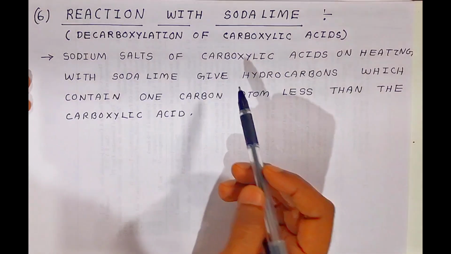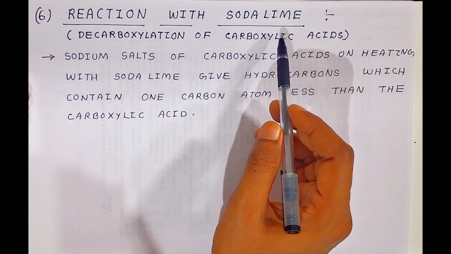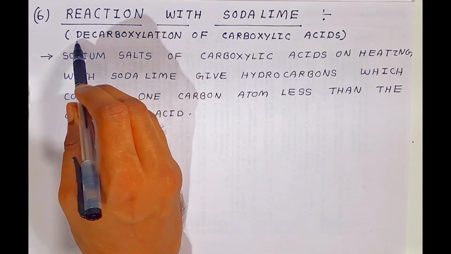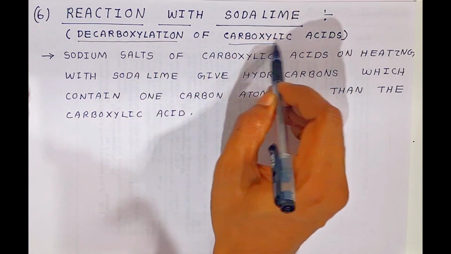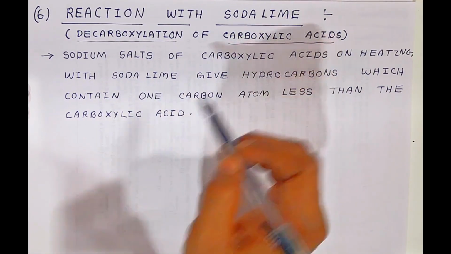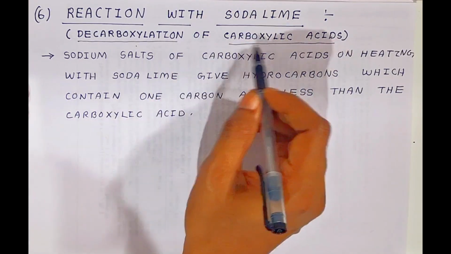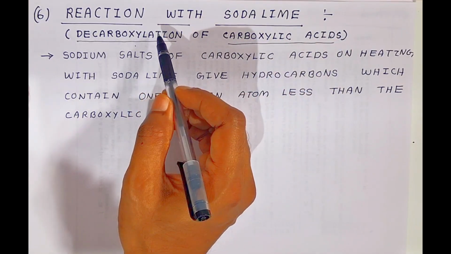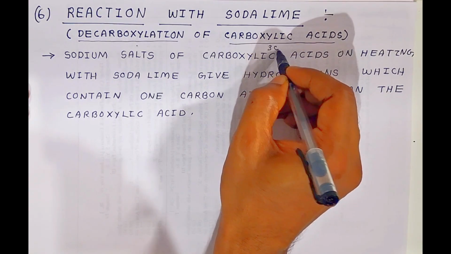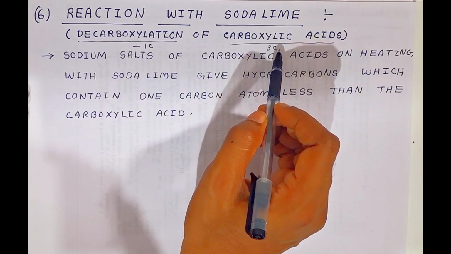The sixth reaction that we are going to see is the reaction with soda lime. You have carboxylic acid in your hand. Now what happens, students, when it reacts with soda lime? That is also called decarboxylation of carboxylic acid. One carbon will be eliminated from the carboxylic acid if you add soda lime. That is why it is called decarboxylation of carboxylic acid. The product will always have one carbon less than the carboxylic acid. If the carboxylic acid contains 3 carbons, 1 carbon will be eliminated, minus 1 carbon. So that is why it is called decarboxylation of carboxylic acid.